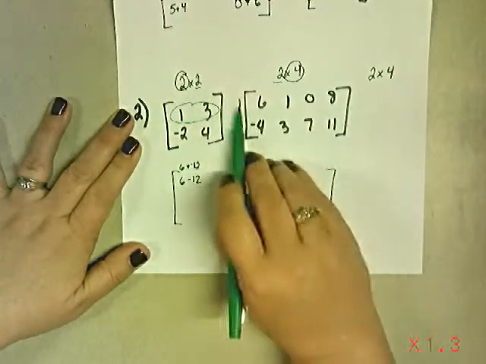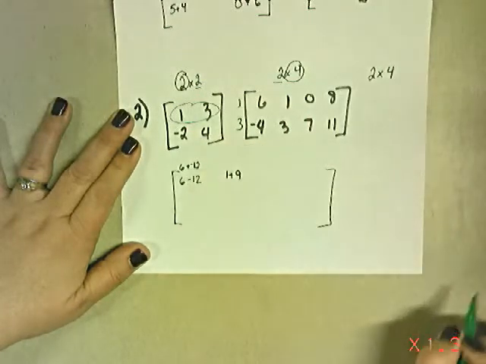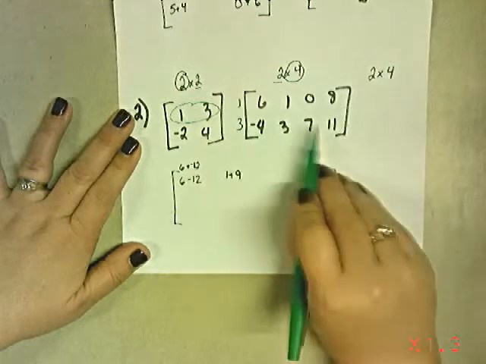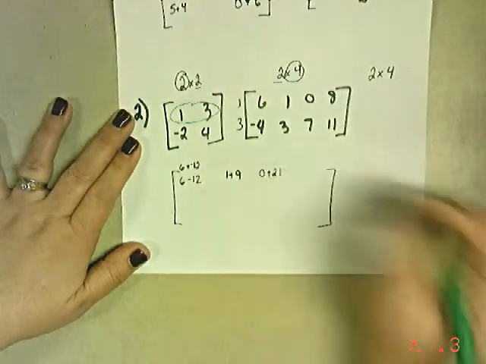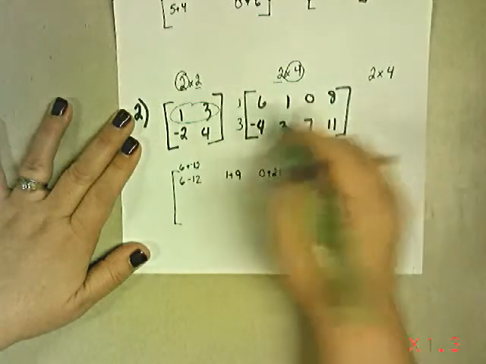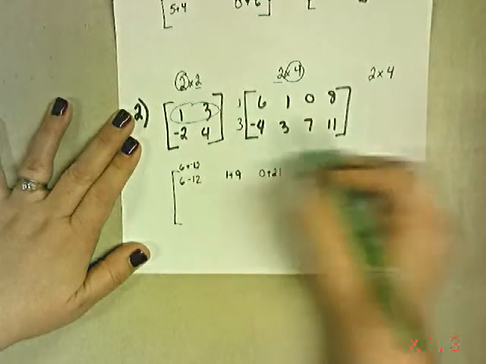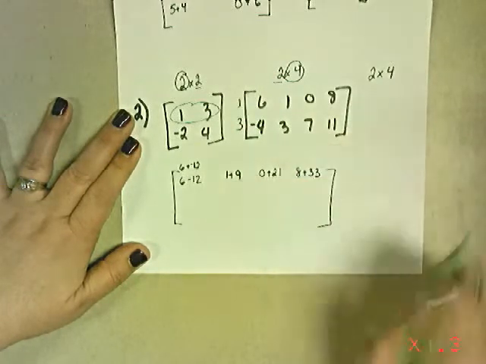Okay, let's go on to the next one. 1 times 1 and 3 times 3. So that's 1 plus 9. 1 times 0 and 3 times 7. So that's 0 plus 21. 1 times 8 and 3 times 11 is 8 plus 33.